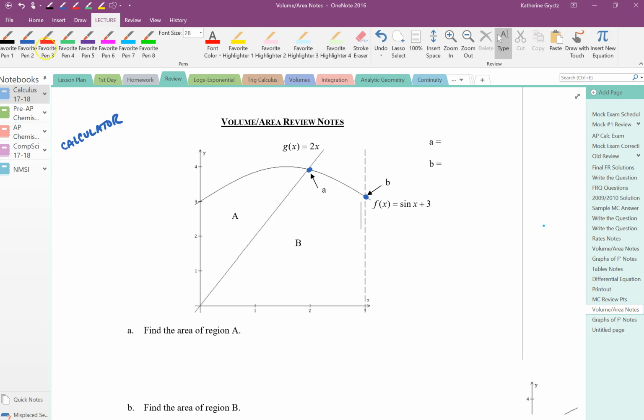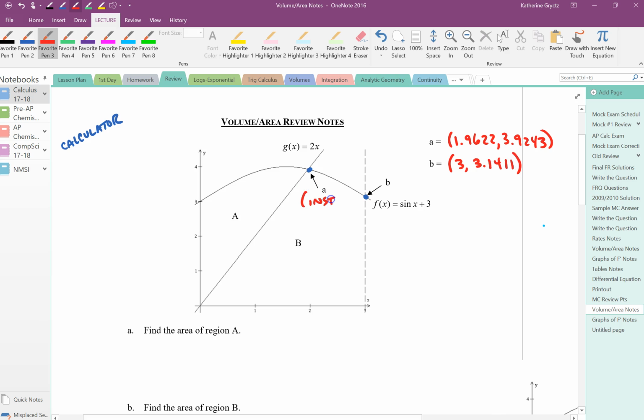So use your calculator, go ahead and graph these two equations, change your viewing window so that it matches the picture shown, so that you're looking at on your calculator what you're looking at on the piece of paper. So the value for A, the x would be 1.9622 and 3.9243, that's the x and the y, and B would be 3 for the x and 3.1411.